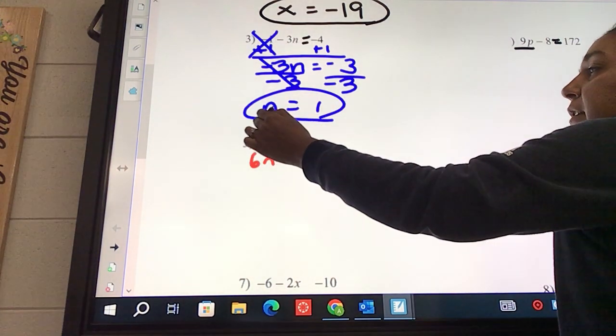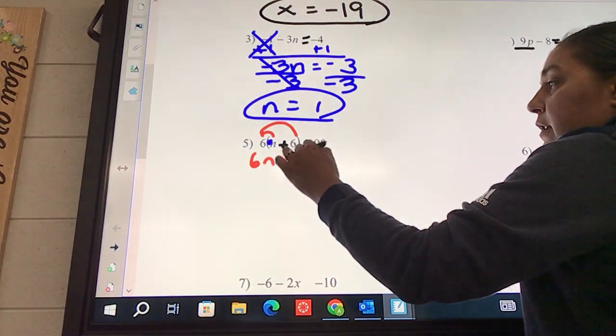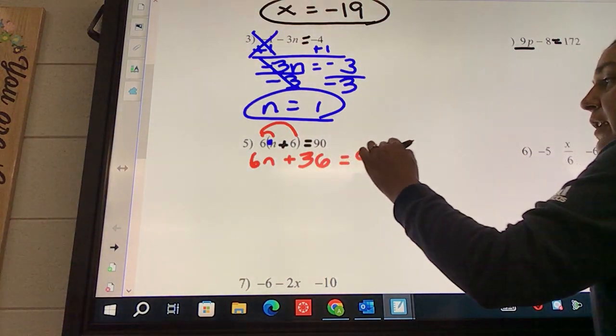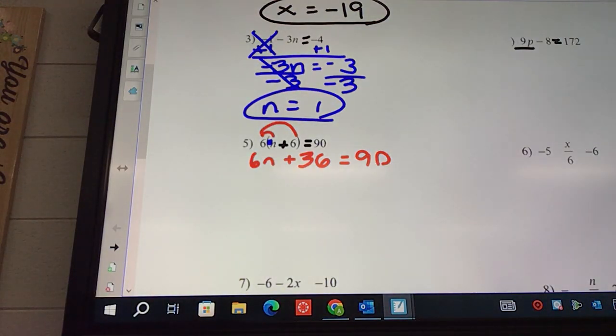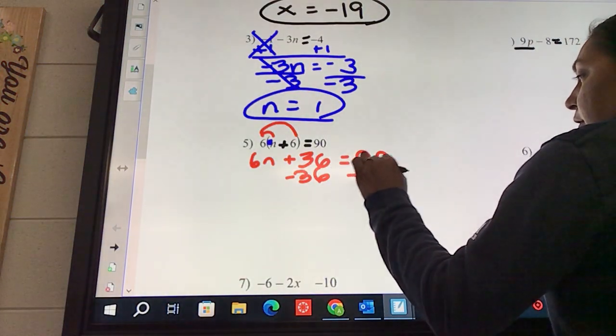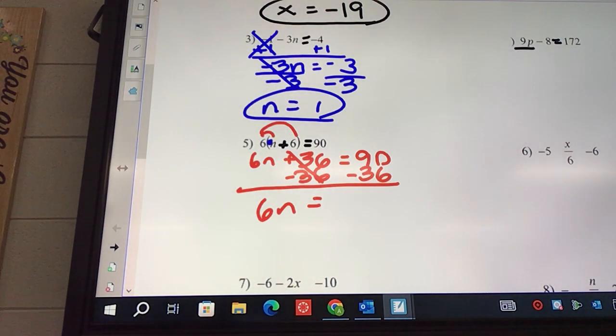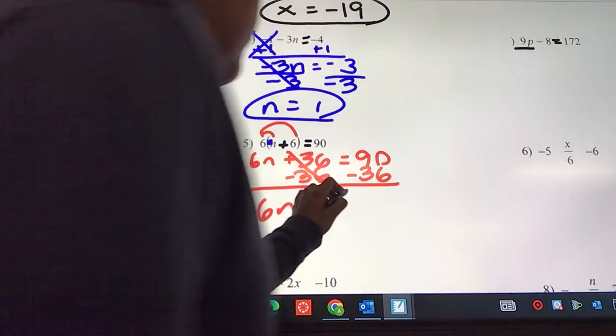And then what is 6 times 6? 36, equals 90. And so now what needs moved first? The 36 needs moved first. So we're going to say minus 36 on both sides. So I got 6n equals, what is 90 minus 36? 54. Huh? 54?